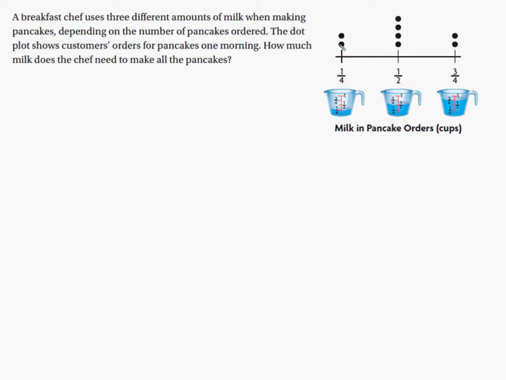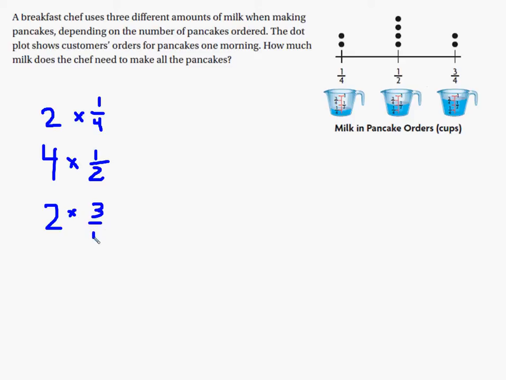so let's see. How many people have orders that require 1/4 of a cup? 2. Let me make that thinner, easier to read. 2 people have orders that require 1/4 of a cup. So I'm going to multiply 2 times 1/4. How many people have orders that require half a cup? 1, 2, 3, 4, because there's 4 dots above half a cup. So I multiply 1/2 a cup times 4. Remember, we're trying to find the total amount of milk that's going to be used for all these people. And then 2 people have orders that are bigger. They require 3/4 of a cup.